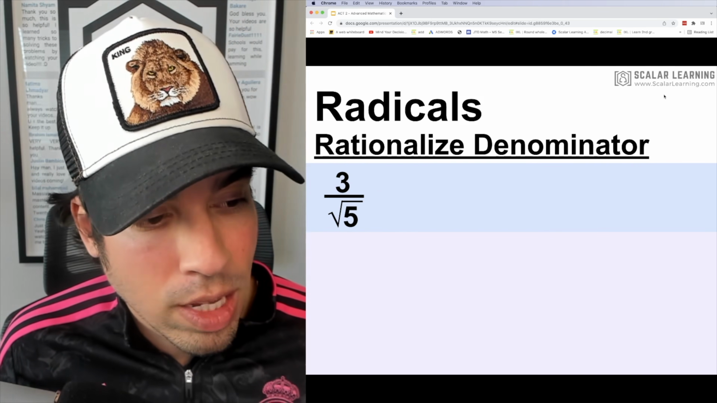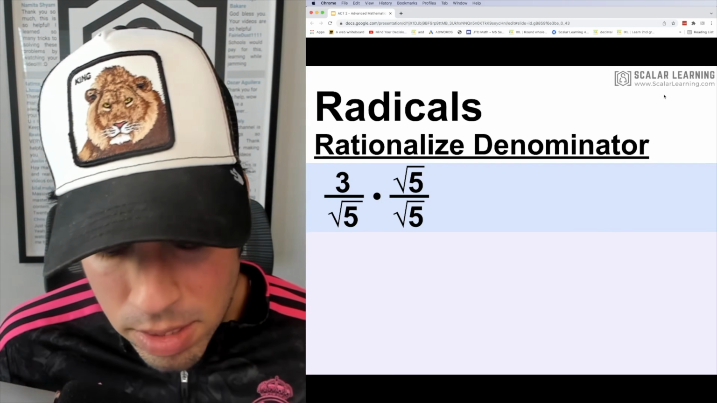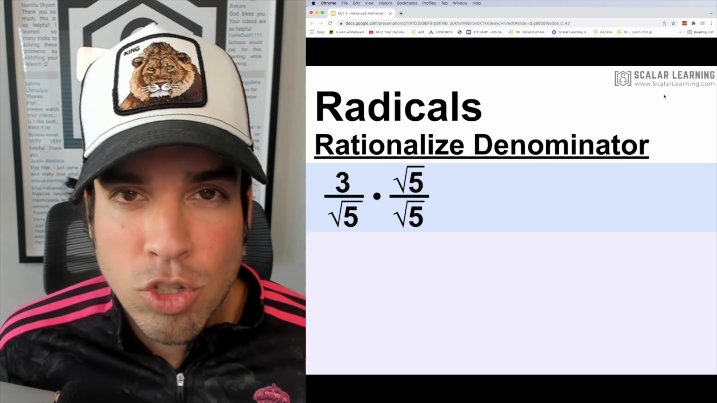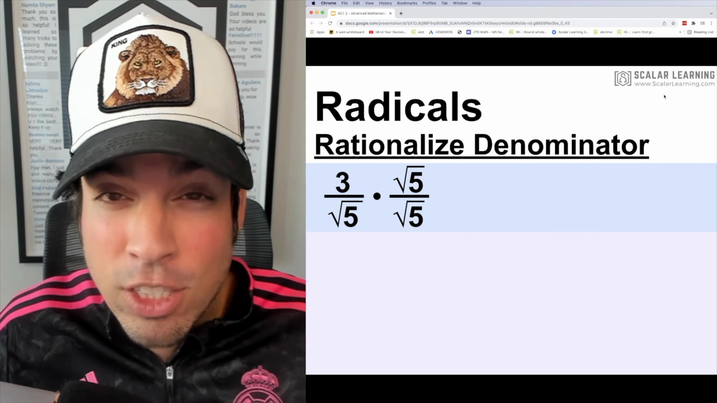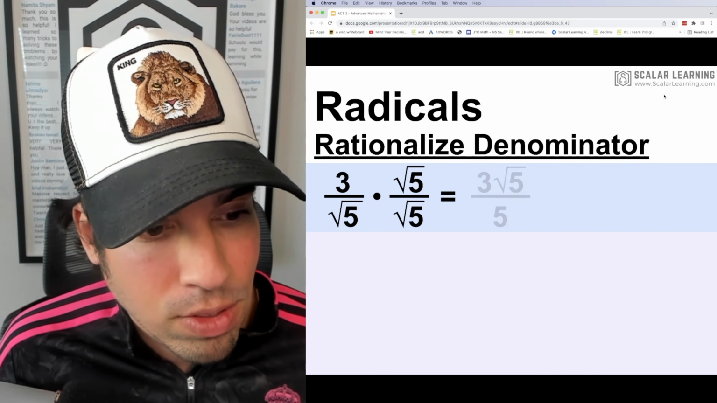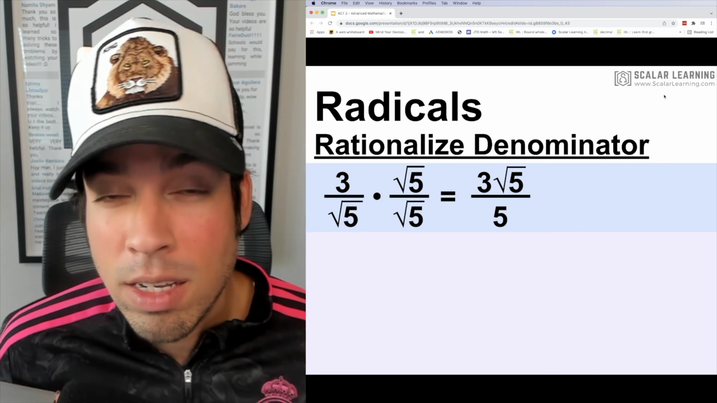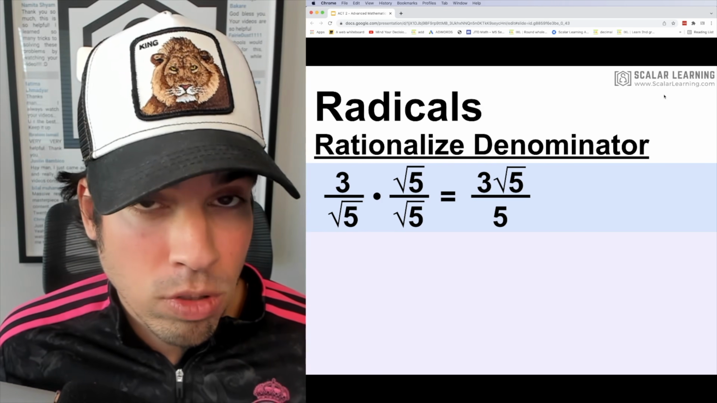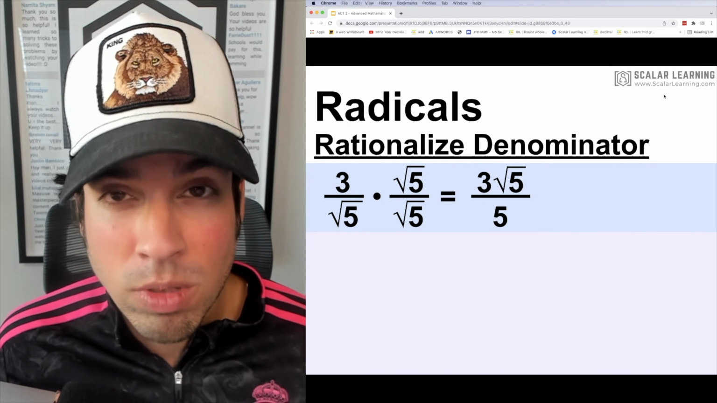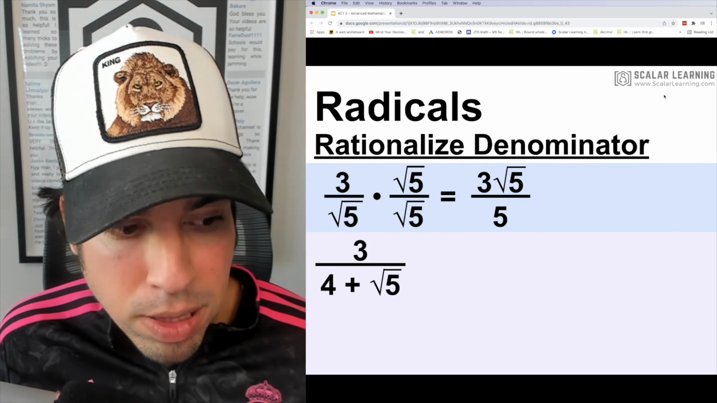The easiest way to do that is to multiply the top and bottom by square root of 5. Okay, why does that help? Because any square root times itself is just the number. You're liberating it. So square root of 5 times square root of 5 is 5. And on the top, you got 3 square root 5, and that's okay. You can have an irrational number on the numerator, so this is good to go. This is fully simplified.